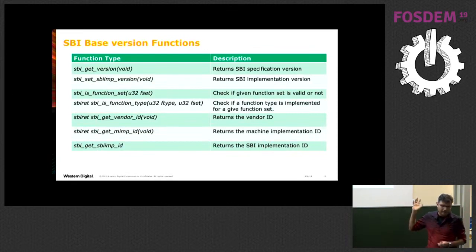Similarly, we have function set and function type probing. It's just probing whether a particular function set exists, and within that function set, whether a particular function type exists. Then we have get vendor ID and machine implementation ID, which basically return the values stored in the mvendorid register and the mimpid CSR. This vendor ID and mimpid help you identify which particular vendor-specific functions, if we have vendor-specific SBI APIs in the future, belong to which vendor.